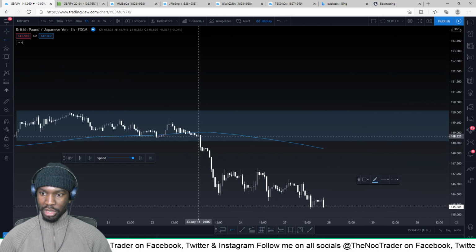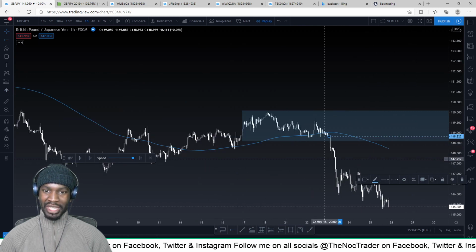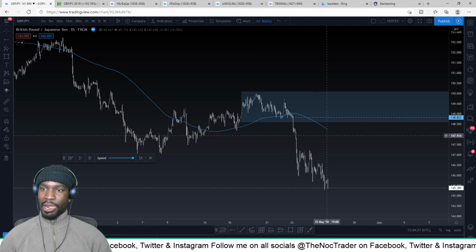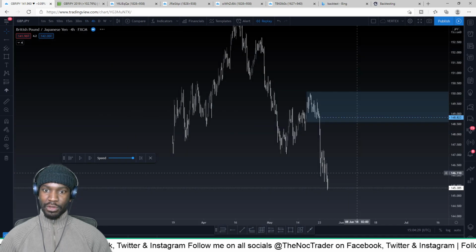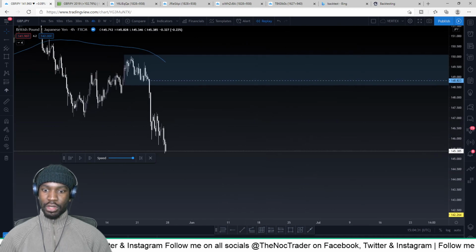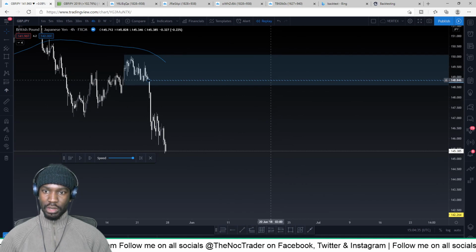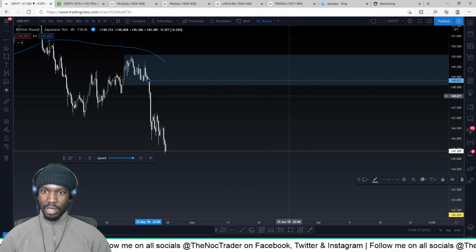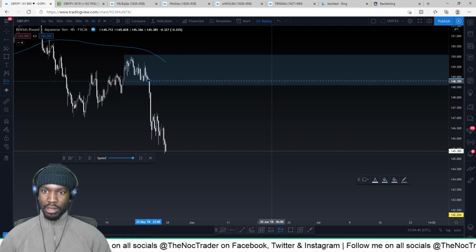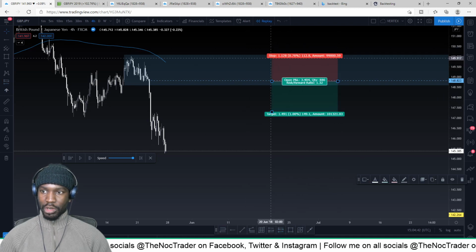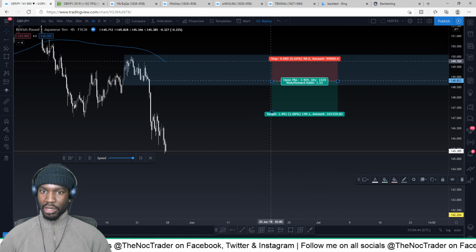I use this little thing, that blue line is like my sniper entry. That's where I'd want to enter. And then let me go back to the 4 hour chart. I would set a short on this line, and then set my stop loss maybe just above this high.